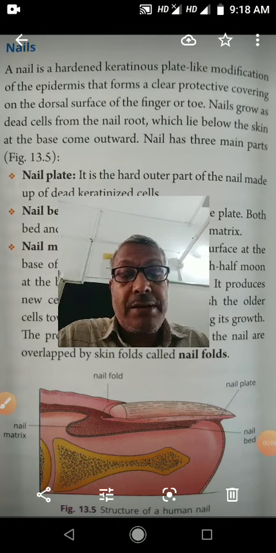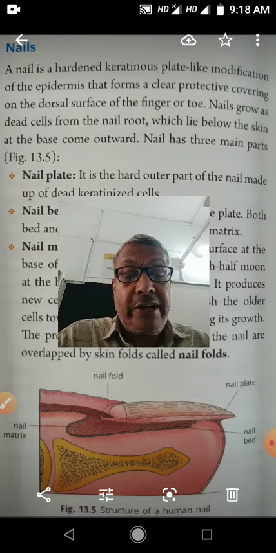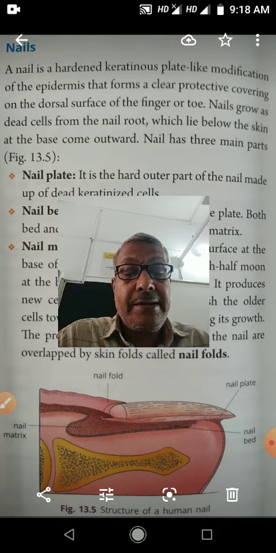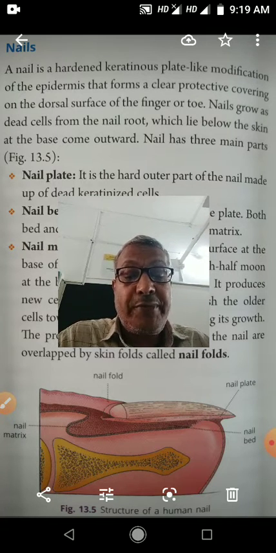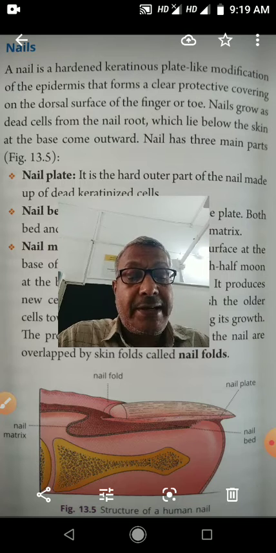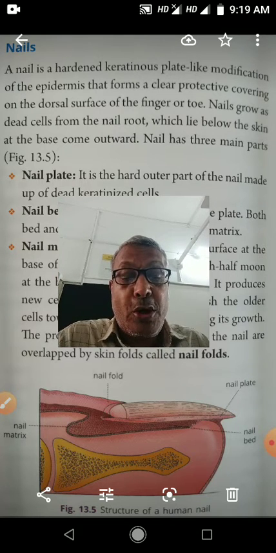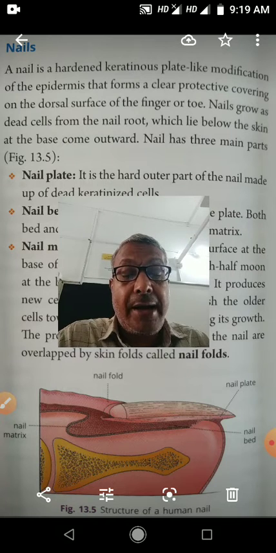Now the next topic you have to study: nails. Nails are also derivatives of the skin. A nail is a hardened keratinous plate-like modification of the epidermis. It forms a clear protective covering on the dorsal surface of the finger or toe.